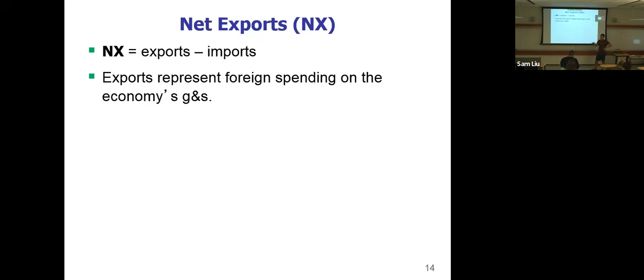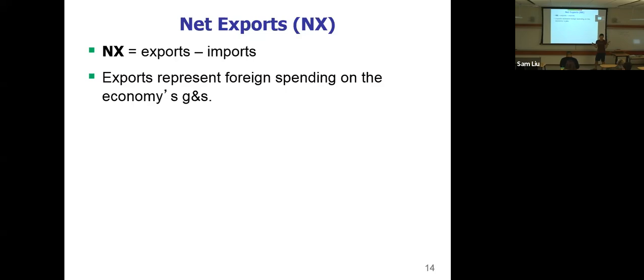So if you buy an iPhone, what'll happen is consumption will go up by $1,000. Net exports will do what? It's on the negative side, right? So it'll go down by $1,000. So the plus 1,000 minus 1,000 will cancel out. And so what will be the net effect on GDP? Nothing, which makes sense, right?